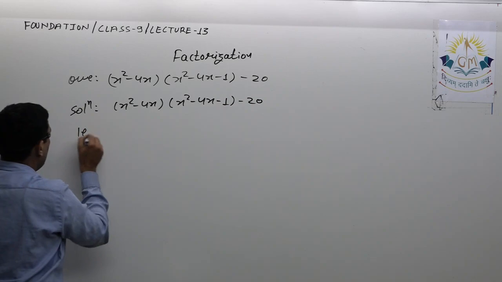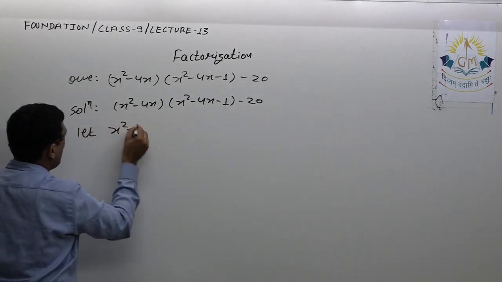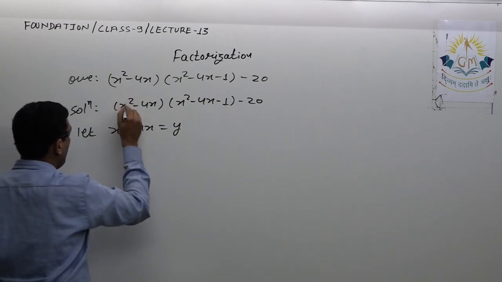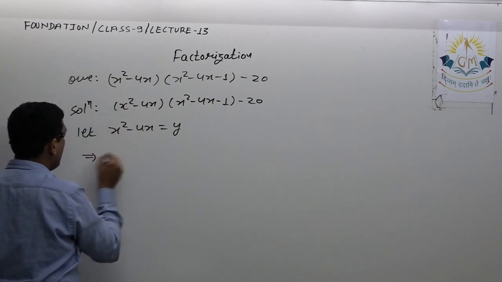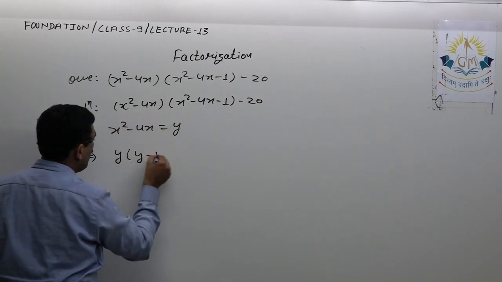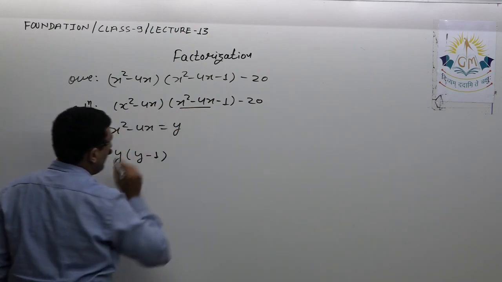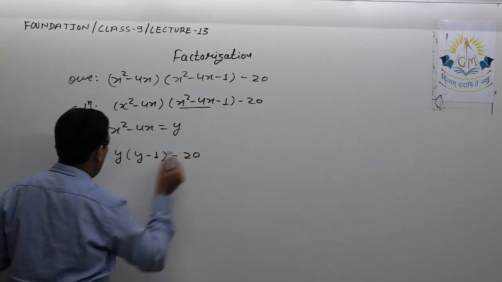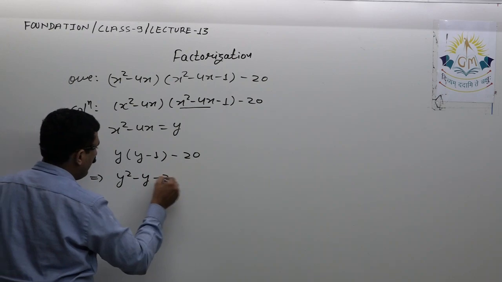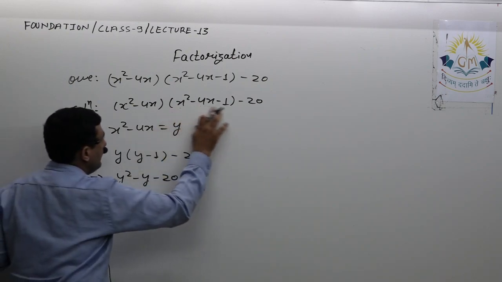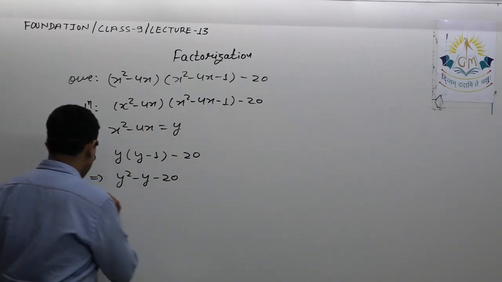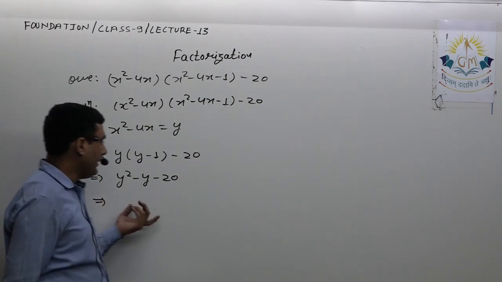Okay, so I will say let x square minus 4x is equal to y. Then what will happen? Here I can write therefore y, this is y minus 1, I am replacing this by y minus 1 minus 20. So this will become y square minus y minus 20. Now this is a quadratic expression, so we have to factorize this.